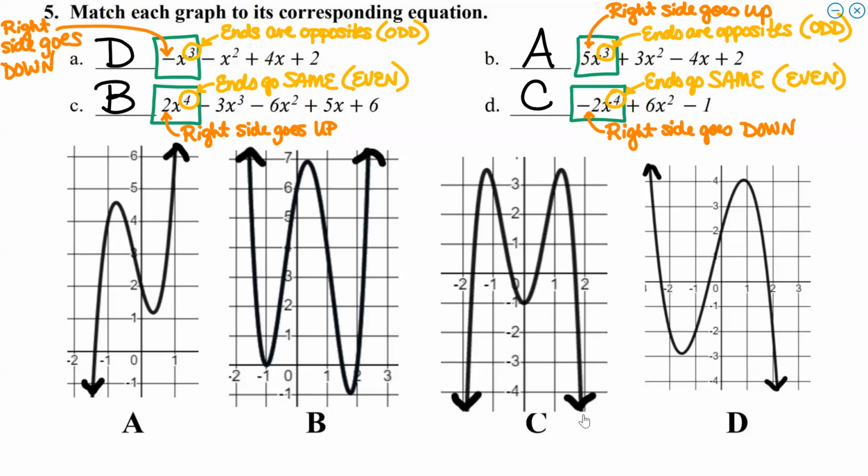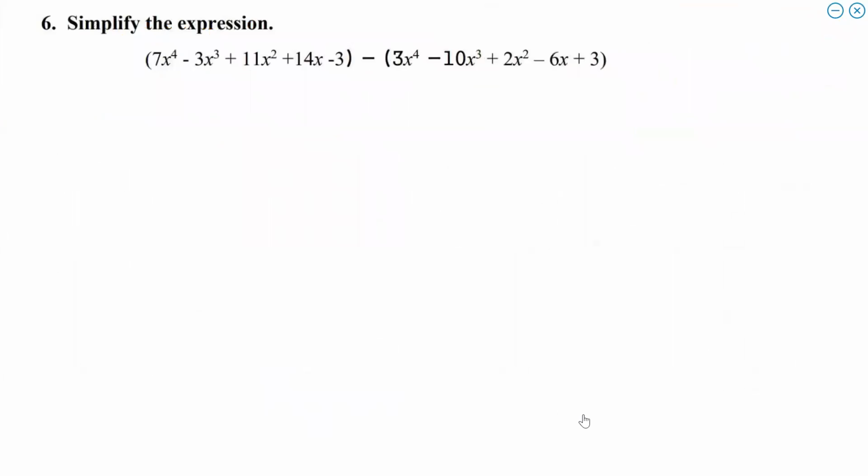All right. Let's go to number 6. Let's just kind of keep marching through here. What do they want me to do on this problem? It says simplify. And what's happening between these two polynomials? Subtraction. When I'm looking at a subtraction problem, what's the first thing I need to do then? Distribute. So I'm going to distribute that negative to each of these pieces here.